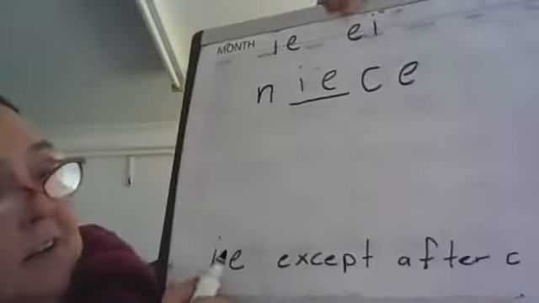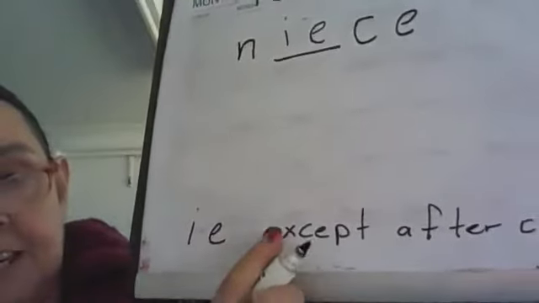IE, except after C. So if you know that this word has an I and an E in it, but you're not sure whether it's IE or EI, you can use this to help you think about it. We usually write I before the E except after C. I before the E except after C. So what's the next one?